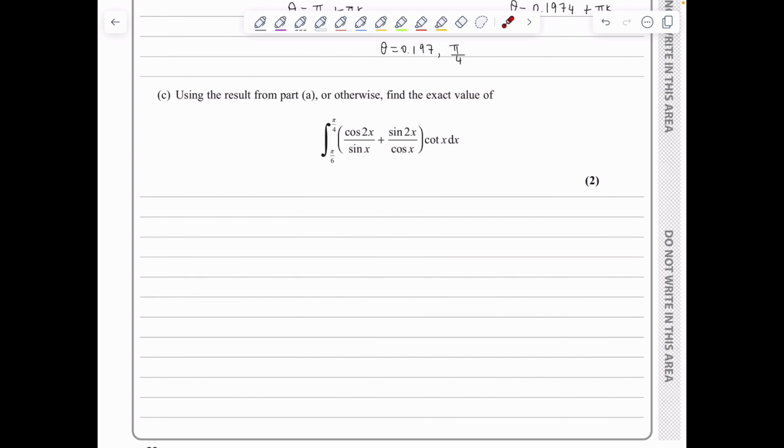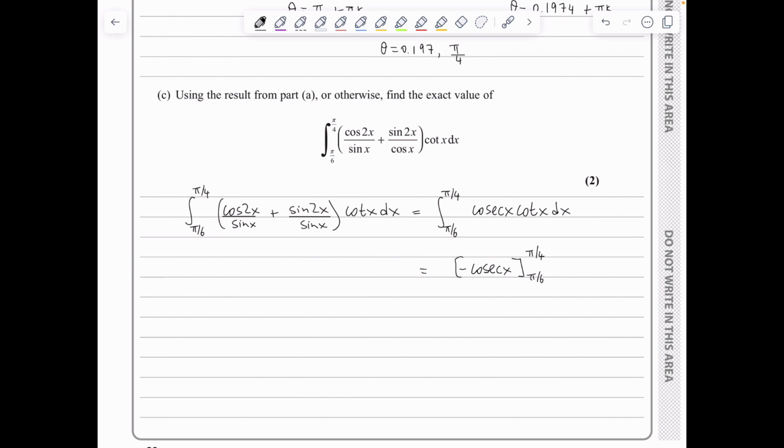In part C, we need to use the result from part A or otherwise to find the exact value of the given integral here. So starting with the given integral, we recognize that this is simply the cosec x. So we're dealing with the integral from pi over 6 up to pi over 4 of cosec x times cot x dx. Well, this is a standard integral. It integrates to negative cosec x, and we are between pi over 6 and pi over 4.